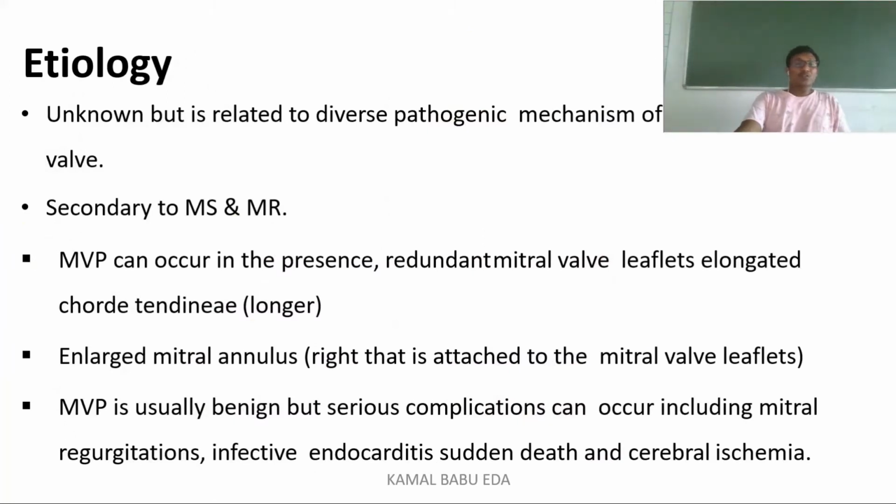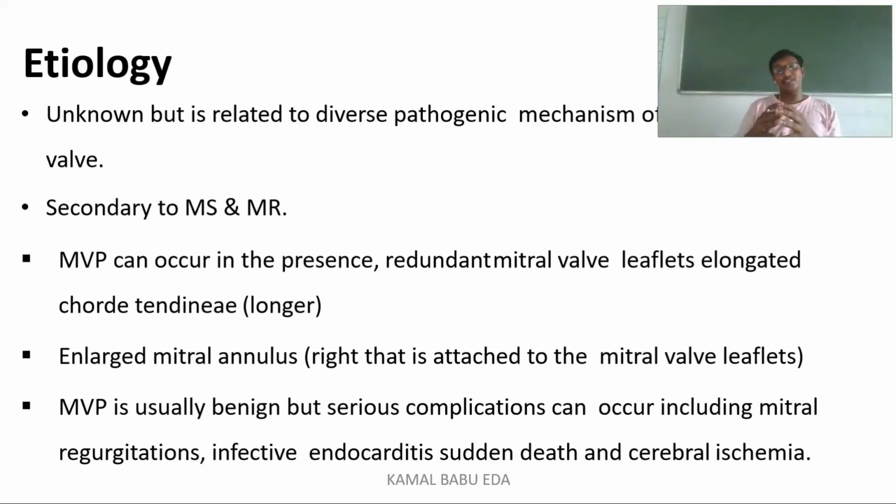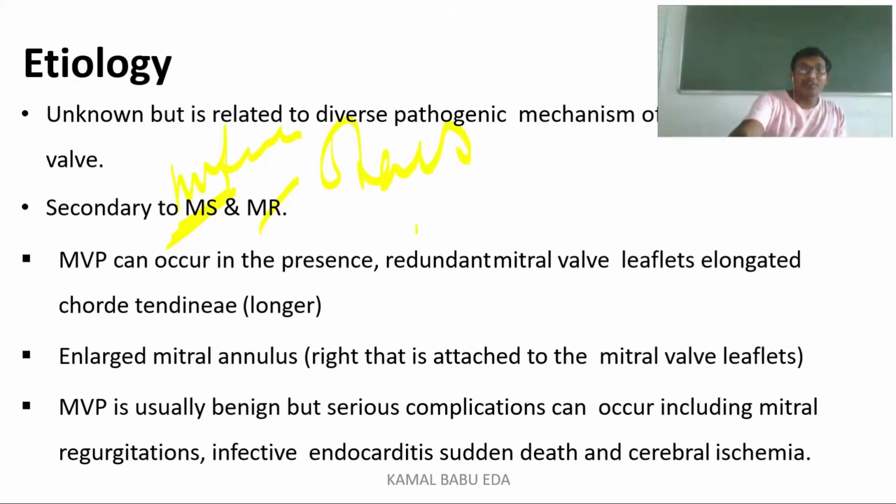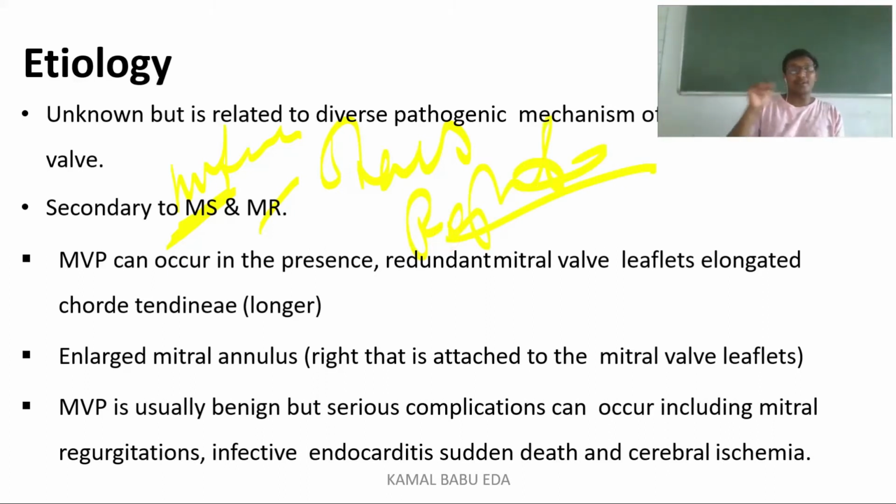Coming to the etiology, it is unknown. There are different types of causes, and any kind of pathogenic mechanism present in the mitral valve can contribute. Mitral valve prolapse can be secondary to mitral valve stenosis and mitral valve regurgitation. During stenosis and regurgitation, there are chances of mitral valve prolapse. It mainly occurs in the presence of a rudimentary mitral valve, meaning when a structural abnormality of the mitral valve is present. And if the chordae tendineae are elongated, meaning longer than they should be, then you can see mitral valve prolapse.